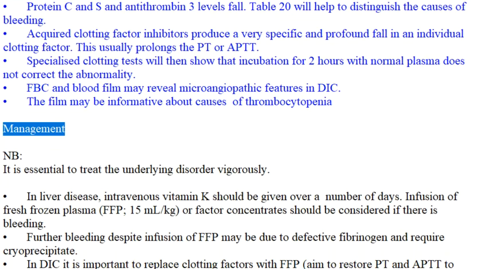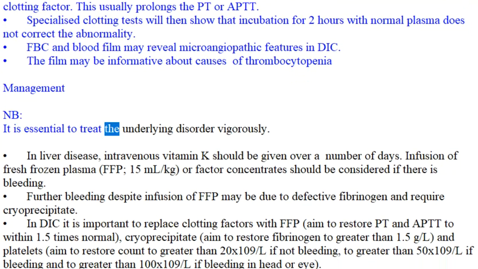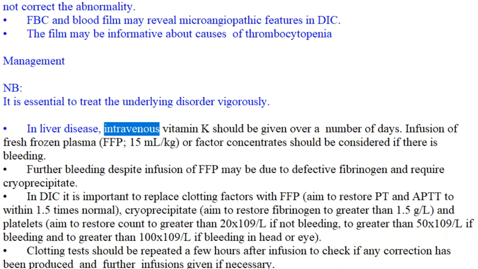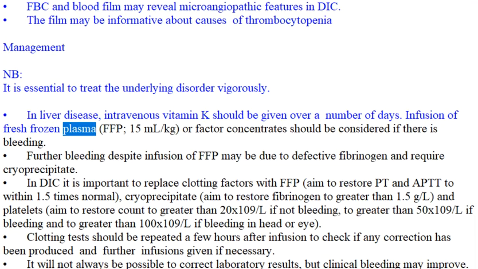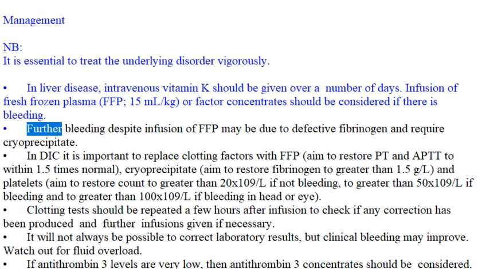Management. NB. It is essential to treat the underlying disorder vigorously. In liver disease, intravenous vitamin K should be given over a number of days. Infusion of fresh frozen plasma, FFP, 15 ml/kg, or factor concentrates should be considered if there is bleeding. Further bleeding despite infusion of FFP may be due to defective fibrinogen and require cryoprecipitate.